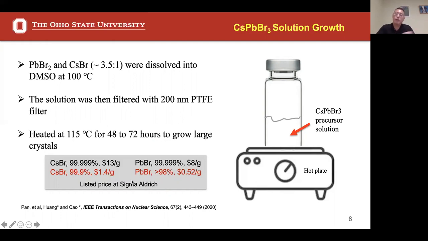So that's one of the properties claimed for perovskite: it has pretty good tolerance to impurity level in the solution when it's grown.